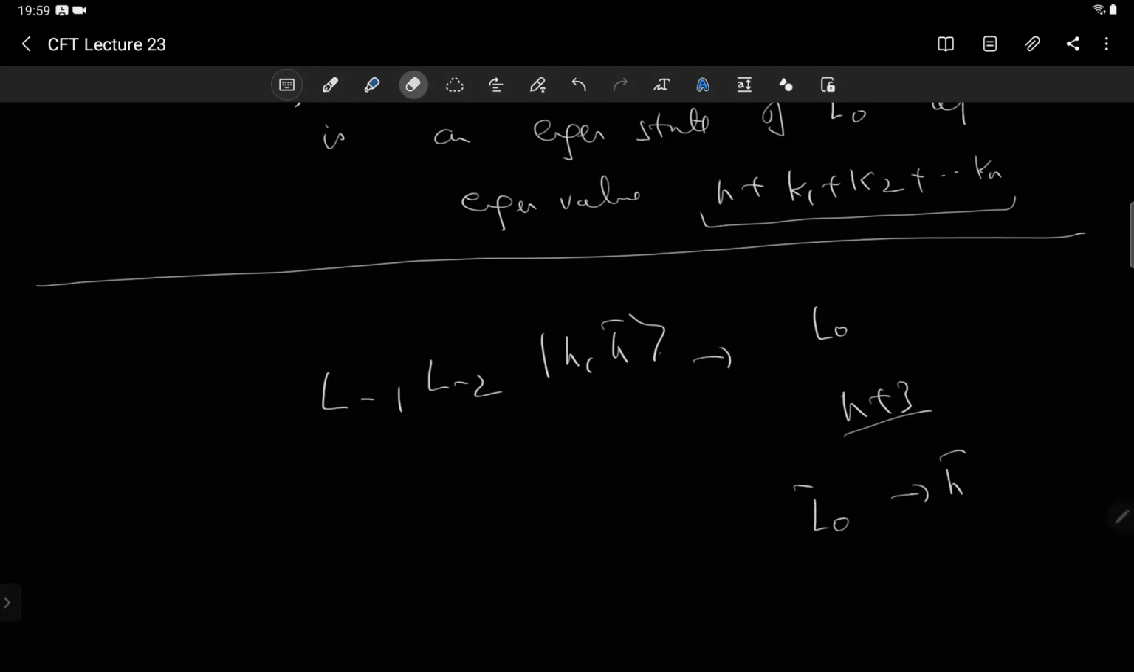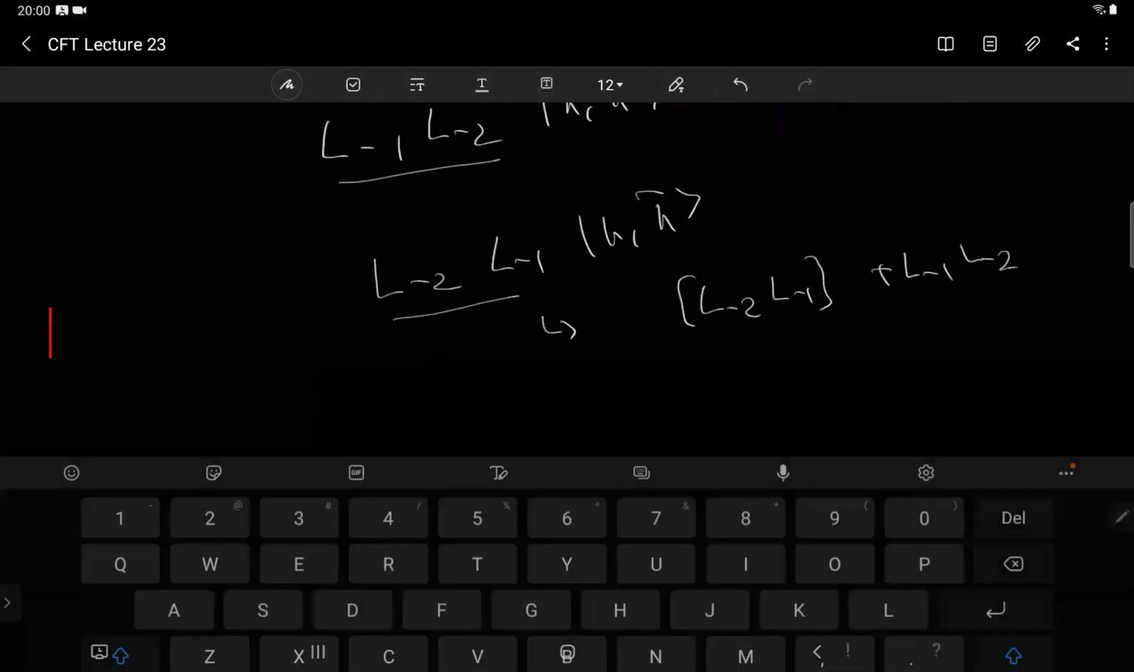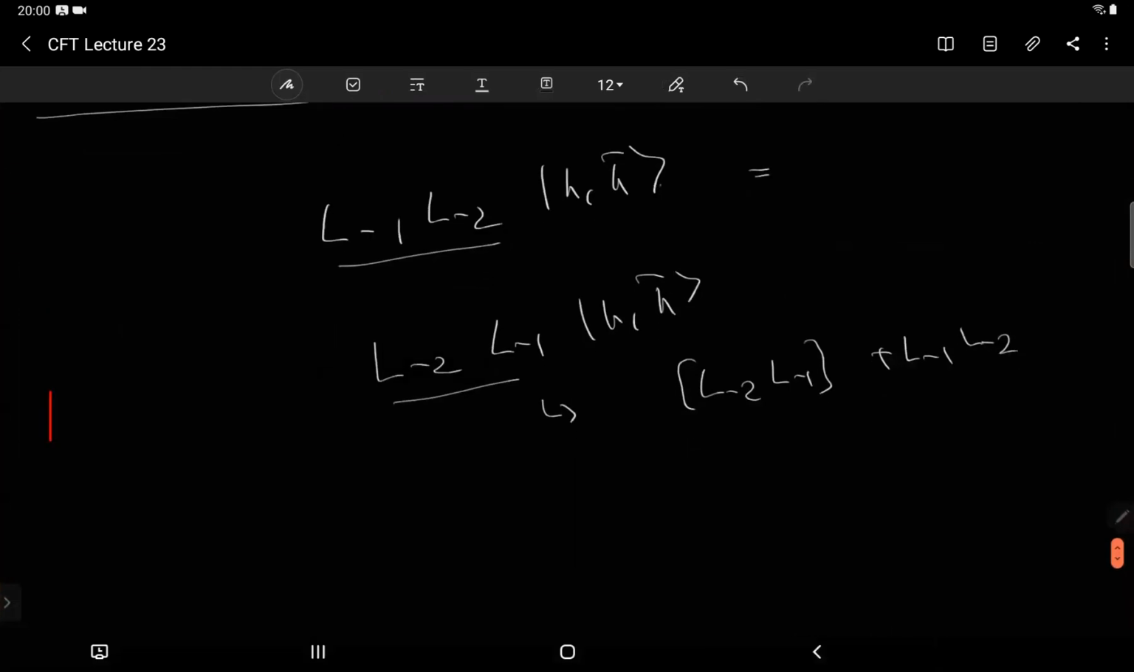Okay. Now this state that you have, L minus 1, L minus 2, and if you look at this state L minus 2, L minus 1, these are actually related to each other, because L minus 2, L minus 1 can be written as the L minus 2, L minus 1 commutator plus L minus 1, L minus 2, this thing, right? So, okay, what I'm trying to say is the following.